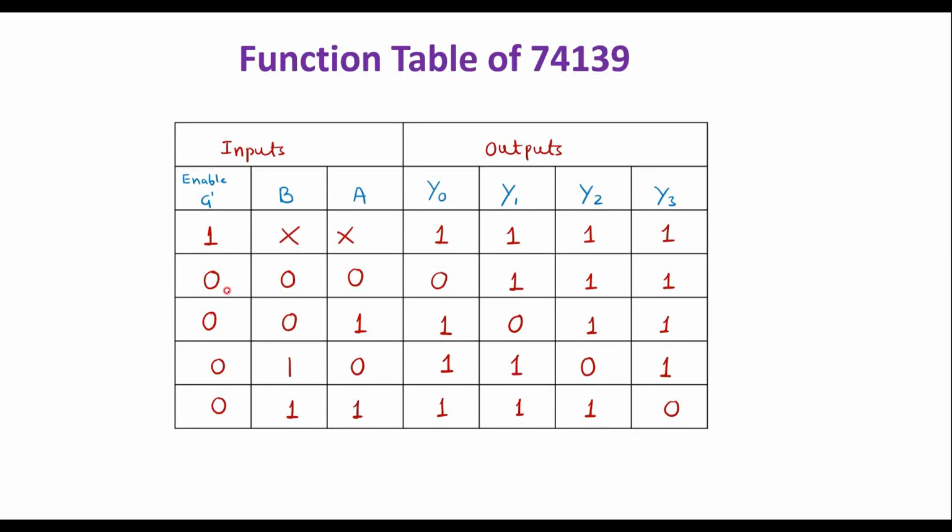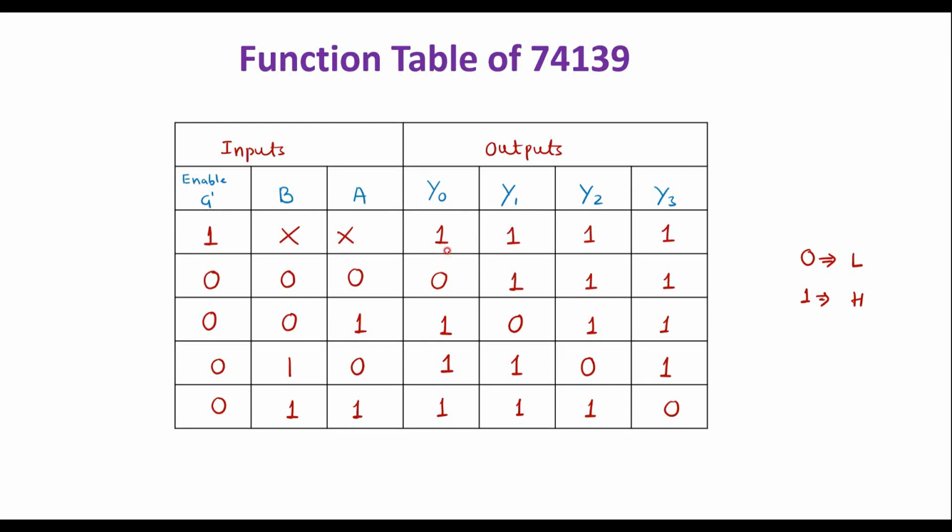In some textbooks, instead of 0, they will use the variable L, which indicates low, and instead of 1, they may use the variable H, which indicates high. Now let me write the output equations. While writing output equations, we have to concentrate on the output column where there is 0, because these are active low outputs. So we have to concentrate on 0.